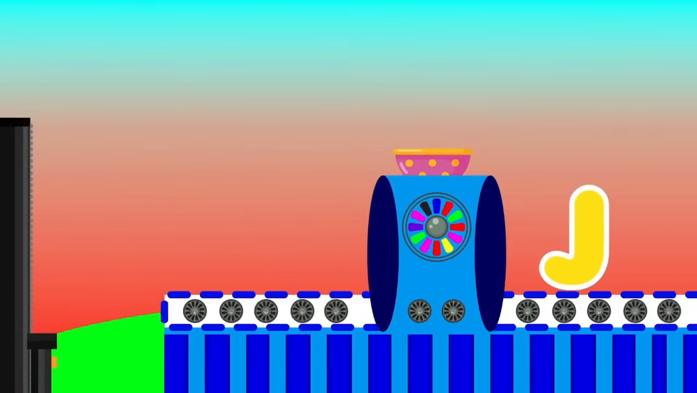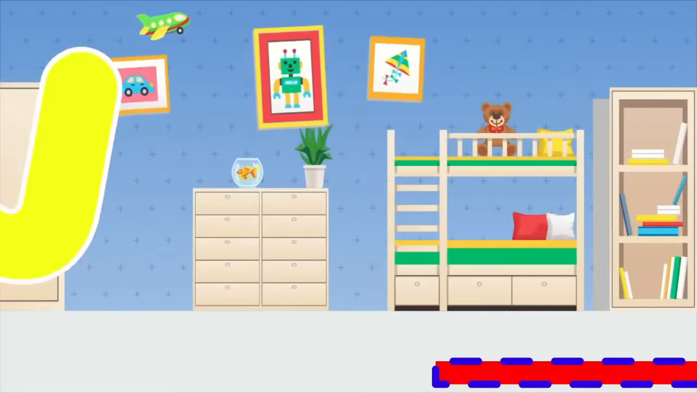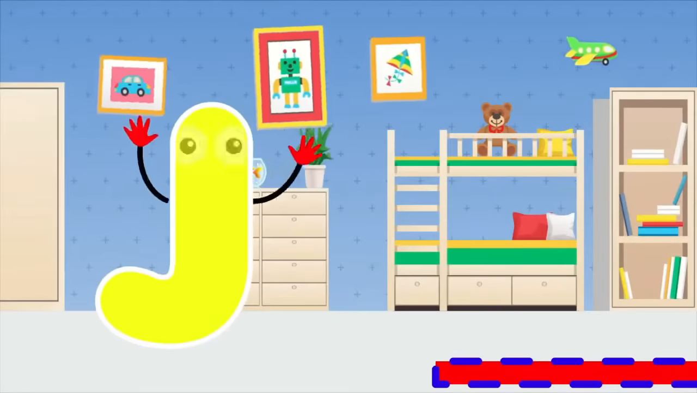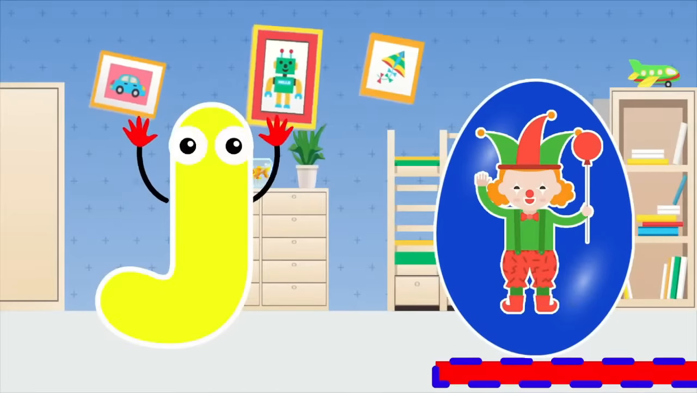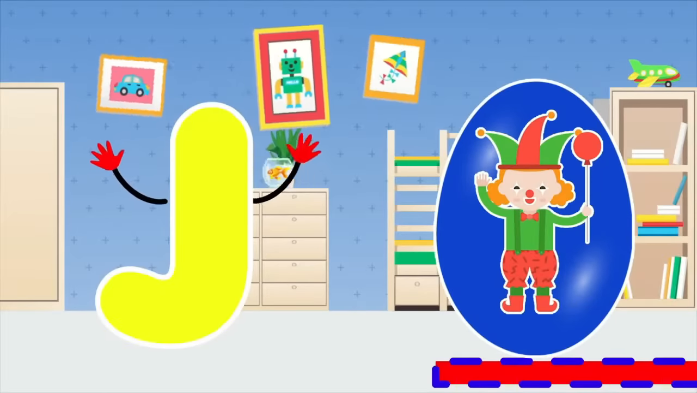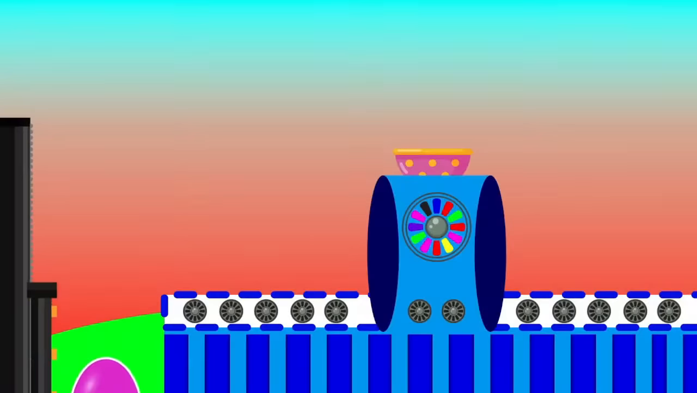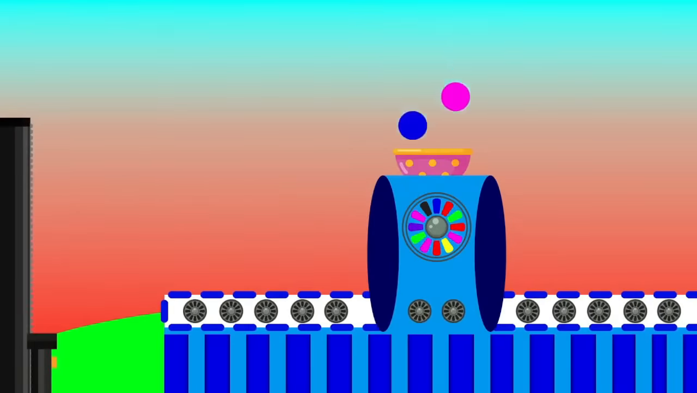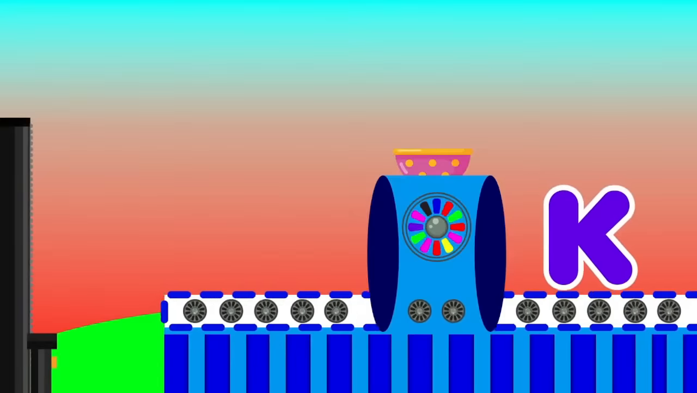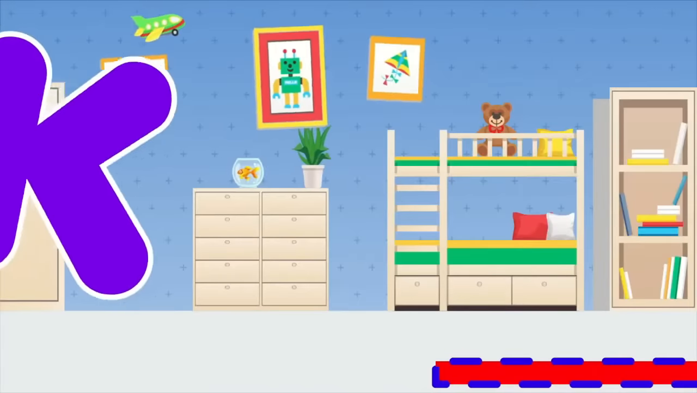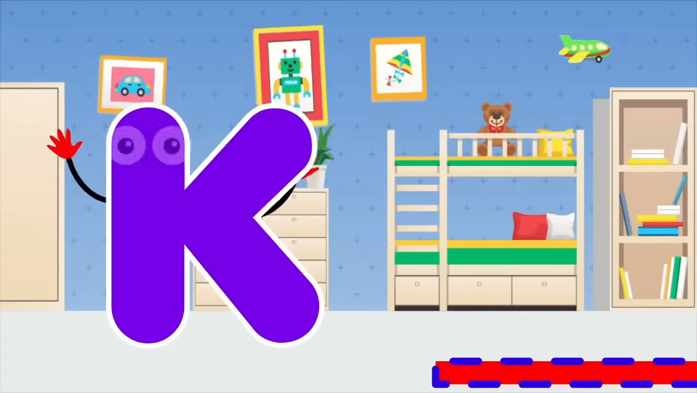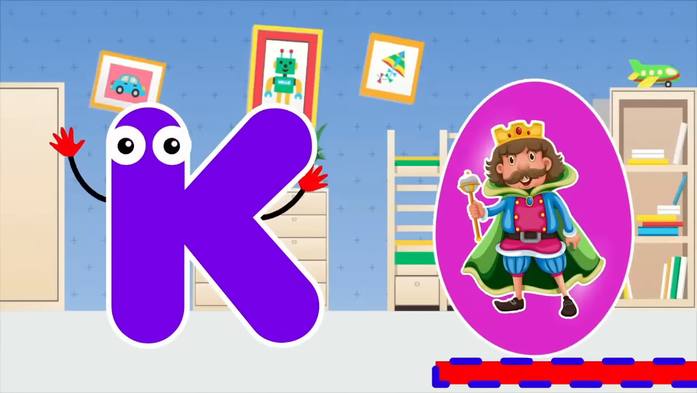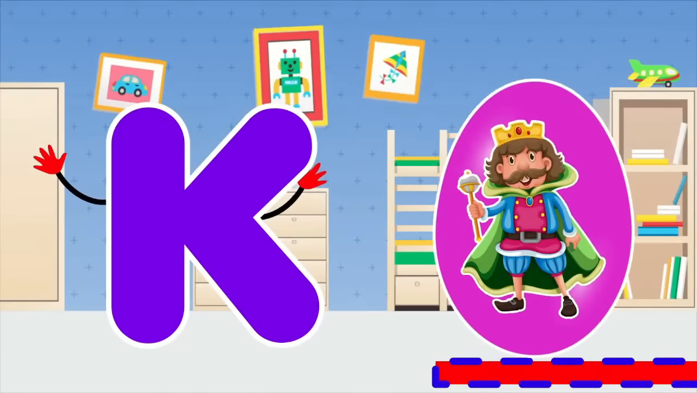Here is an alphabet J. J is for Joker. Here is an alphabet K. K is for King. Good job!